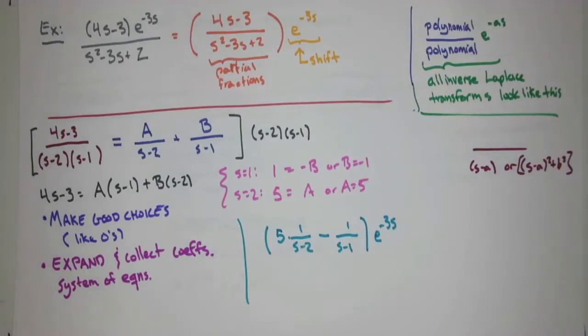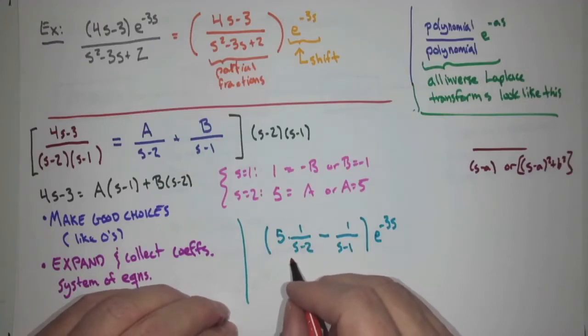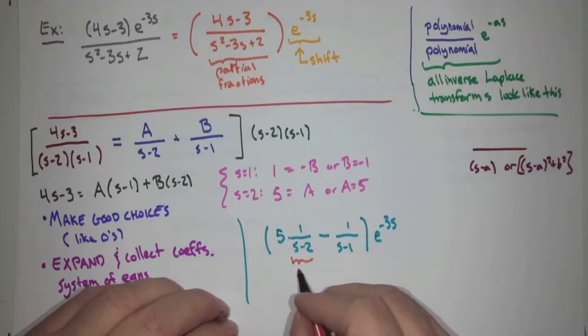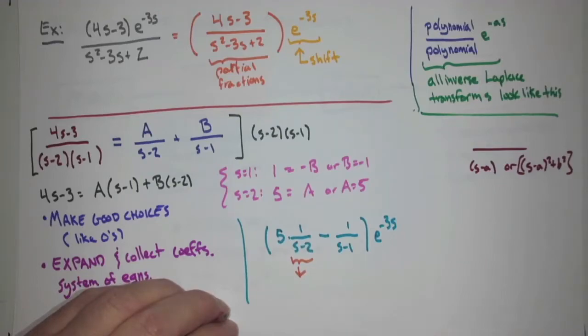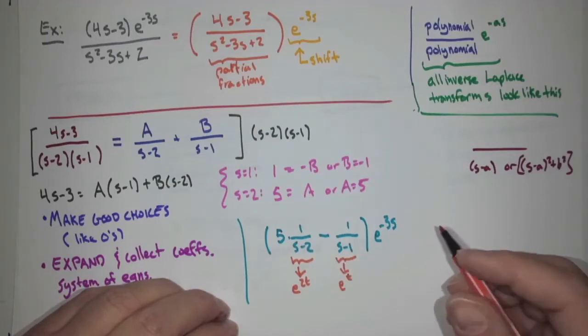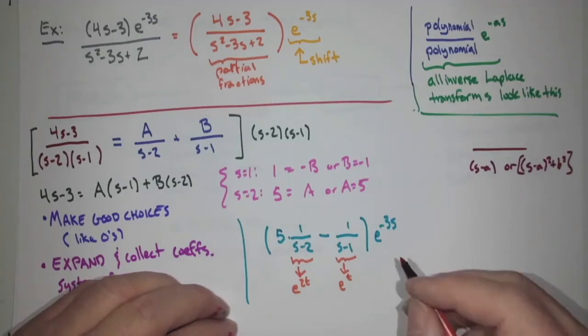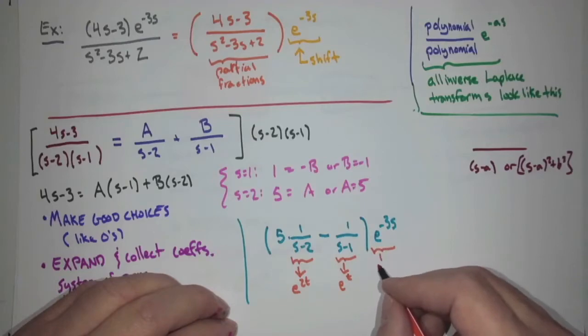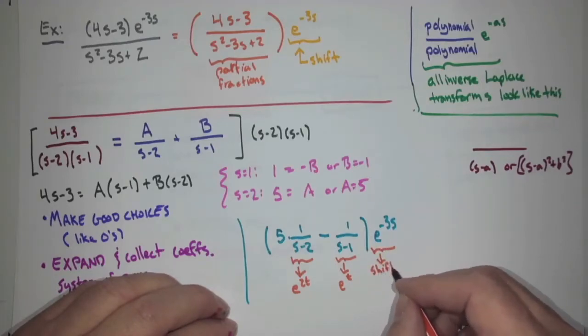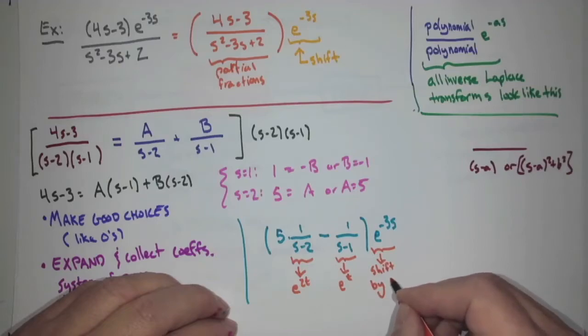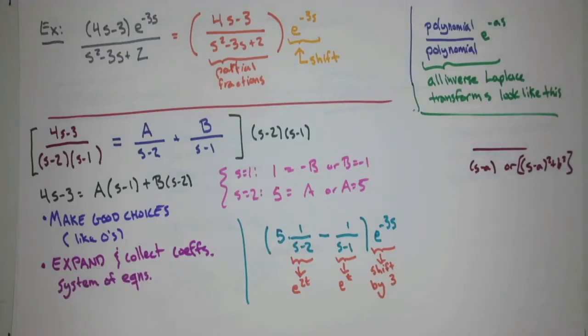Okay. Now we're ready to ask, what happens to our pieces? So 1 over s minus 2, what would this normally go to? e to the 2t. 1 over s minus 1, what would that go to? e to the t. You probably know the table so well, it's like, I know that, I don't even have to think. And the e to the minus 3s is a shift. So when we see that, we think shift. Shift by how much? Shift by 3. e to the minus as, shift by a.